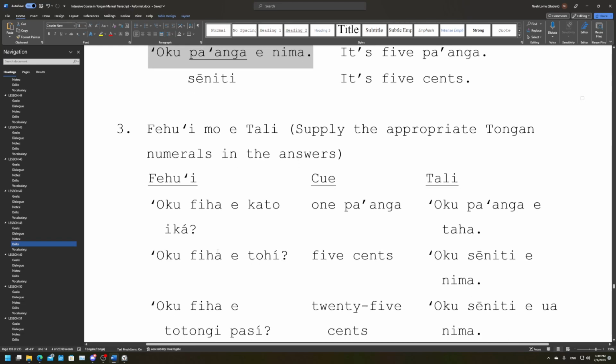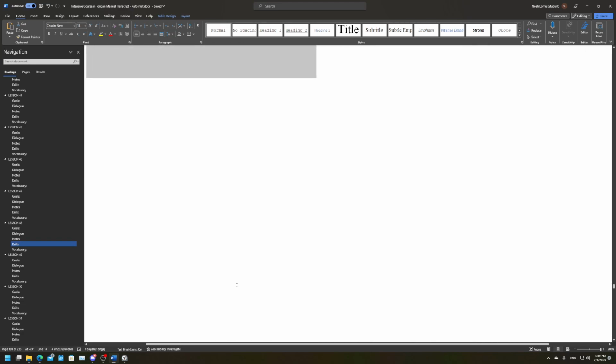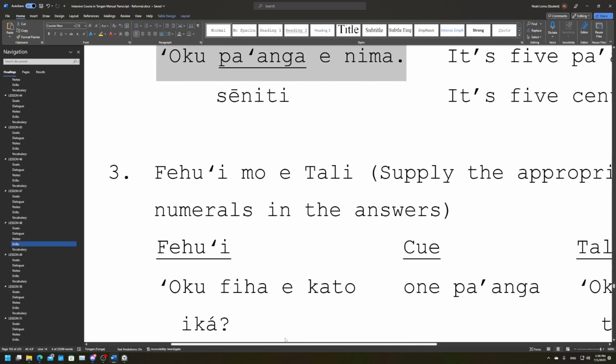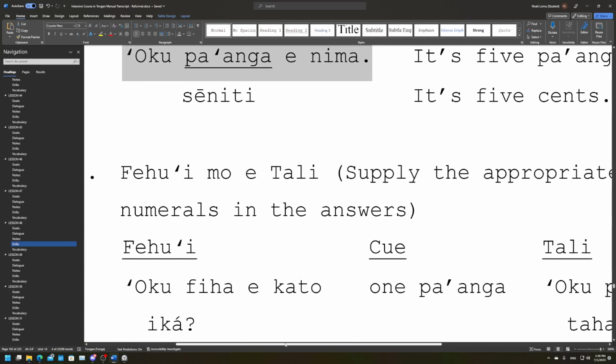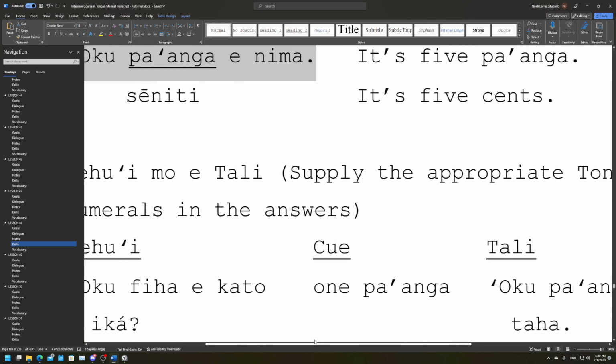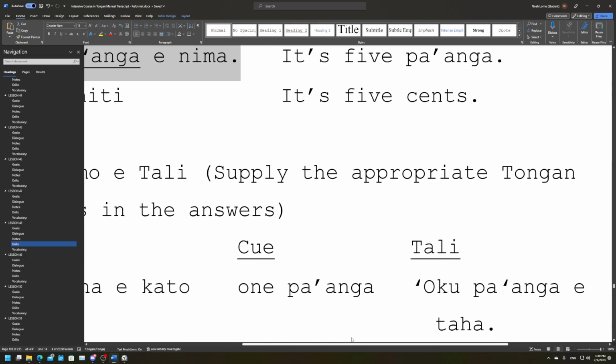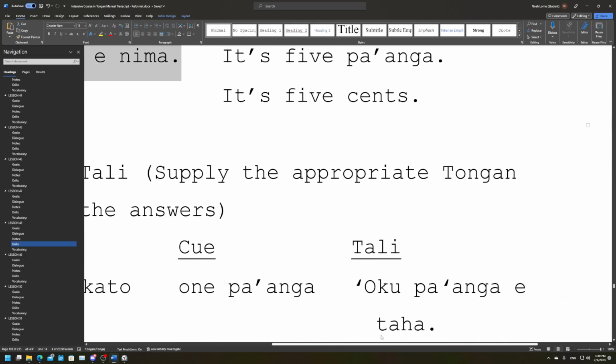Okay. Here we have question and answer then. Zoom in. So let's look at the first one. The question is, o ko whia kato I ka? The answer would be one paanga. You'd answer, o ko paanga e taha.